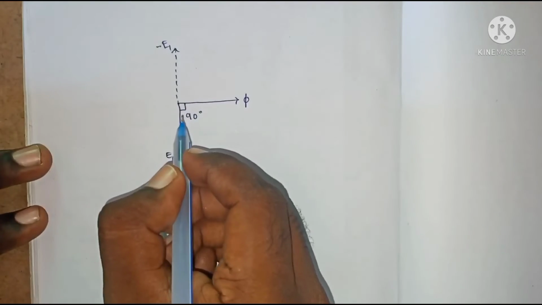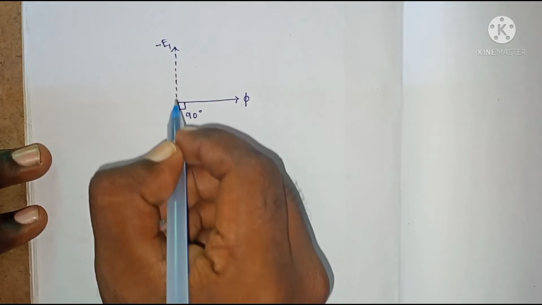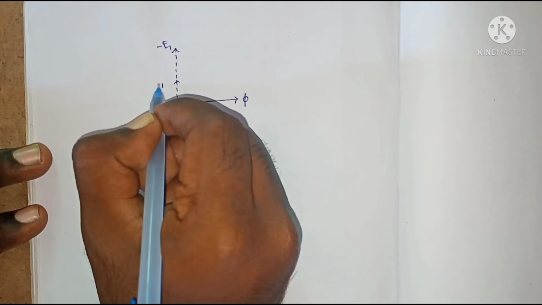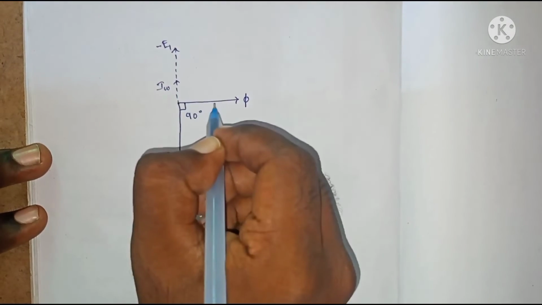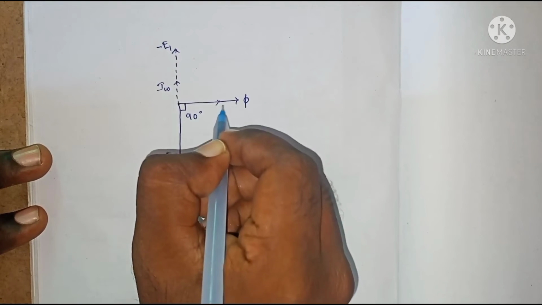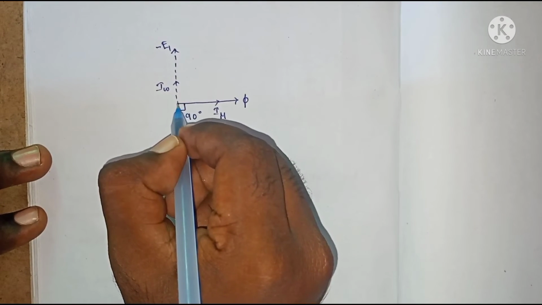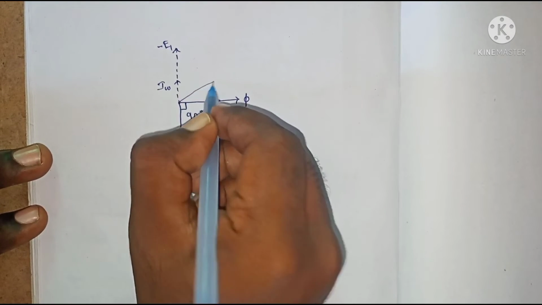IW supplies the iron losses and the negligible copper losses in the primary winding. So IW is in phase with E1. I mu is in phase with the flux phi. Therefore, the resultant of these two vectors gives the current I naught.